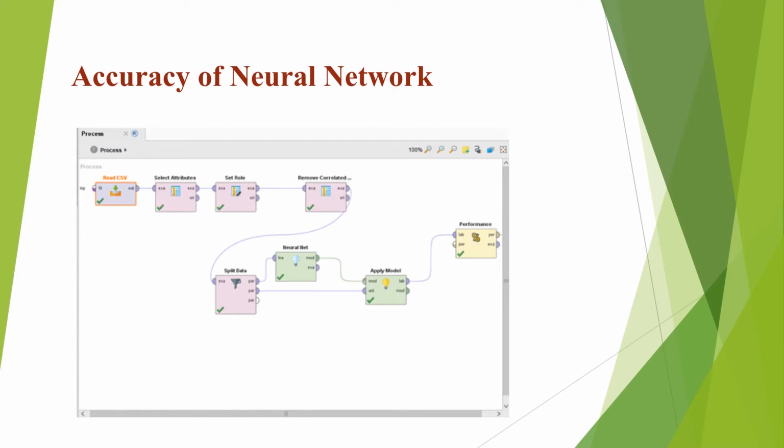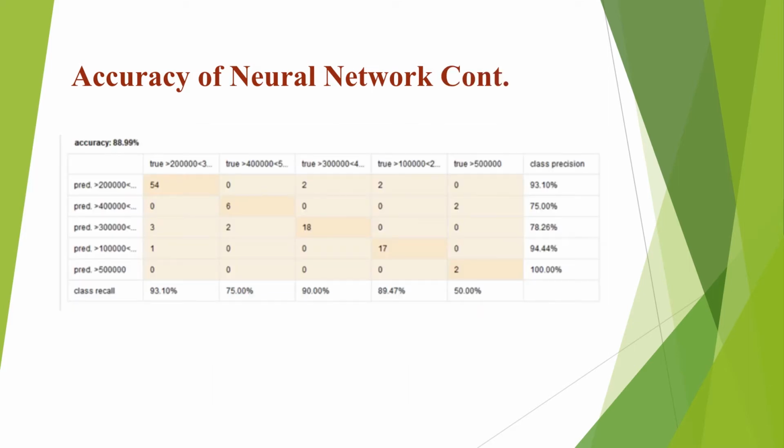Luckily, there wasn't much that we had to do to change the setup for testing the accuracy of a neural network model. All we had to do was replace the decision tree operator with the neural net operator, and we were good to go. Right away, it was clear that the accuracy of the neural network model was going to be a lot more reliable than that of the decision tree model. When this came in at 88.99%, we were able to compare that with the 57% of the decision tree model.